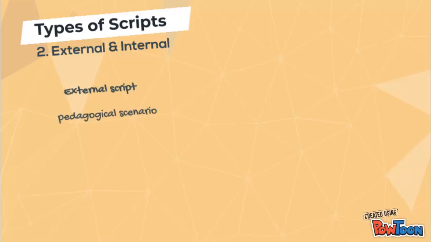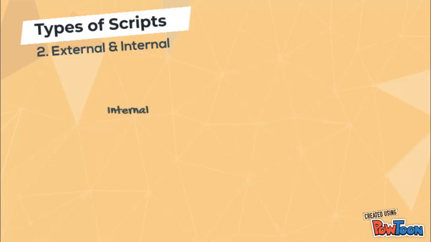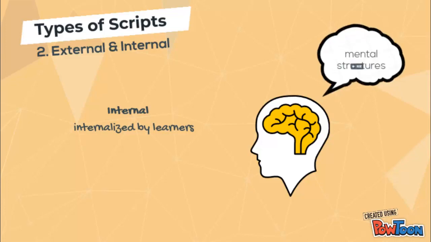Secondly, internal and external script. External script refers to the pedagogical scenario the students are asked to play. It is designed explicitly by educators to enhance learners' collaborative work. While internal script represents learners' internalized knowledge structures acquired from experiences, which are mental structures. It also refers to prior socially, culturally derived rules for cooperating and collaborating.